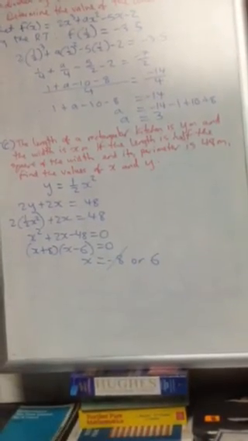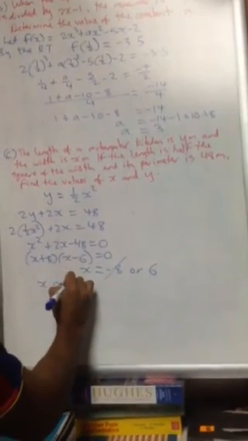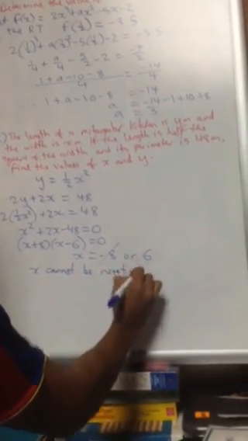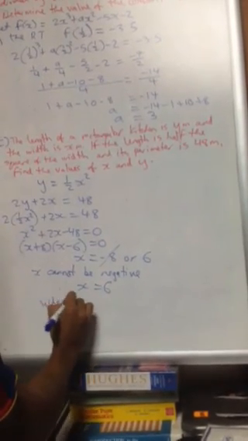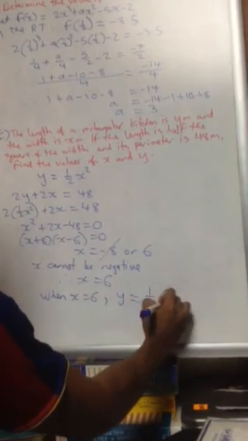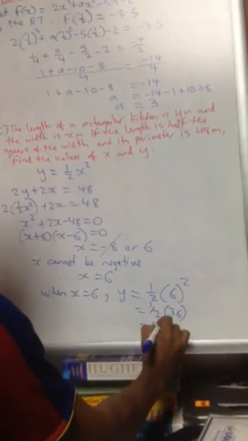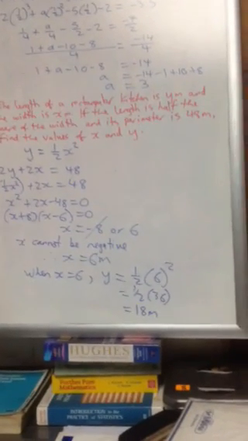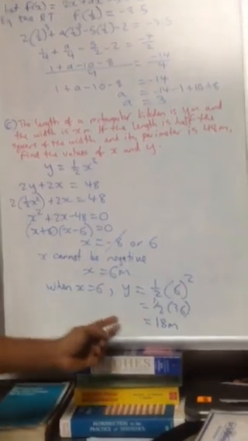X cannot be equal to minus 8 because we cannot have a negative length. And therefore, x must be equal to 6. When x is 6, y is, remember, a half by x squared, which is a half of 36, which is 18 meters. So x will be 6 meters and y will be 18 meters. The length of the kitchen is y, so the length of the kitchen is 18 meters.